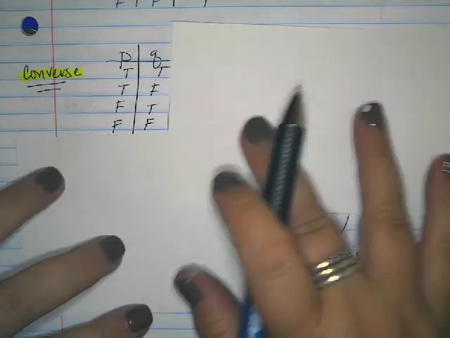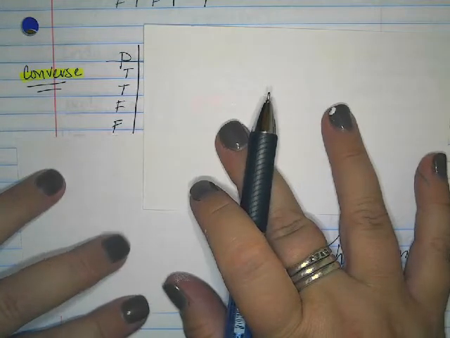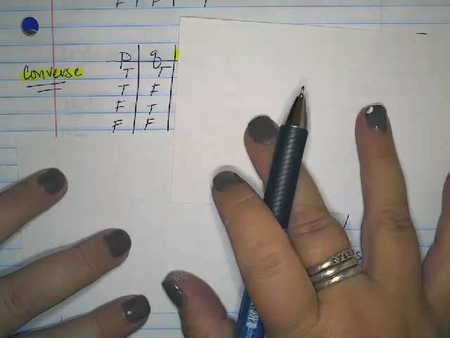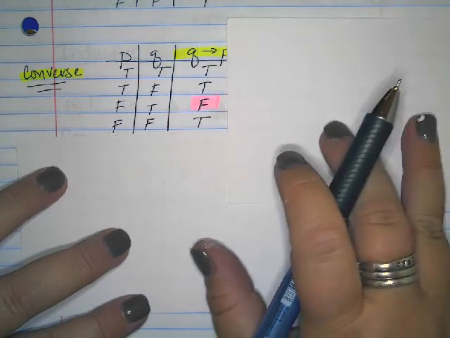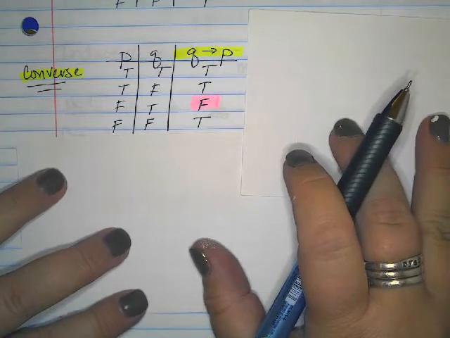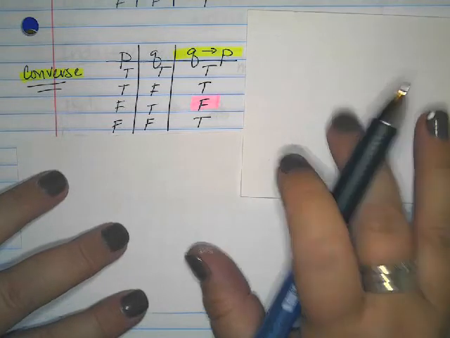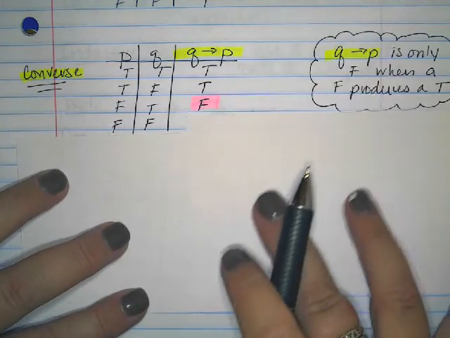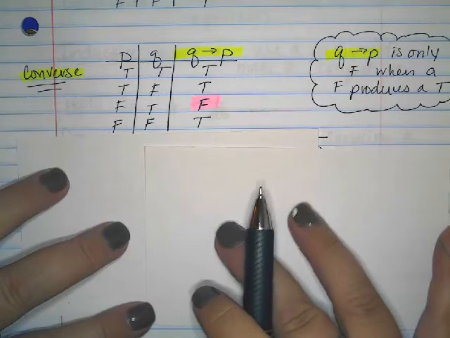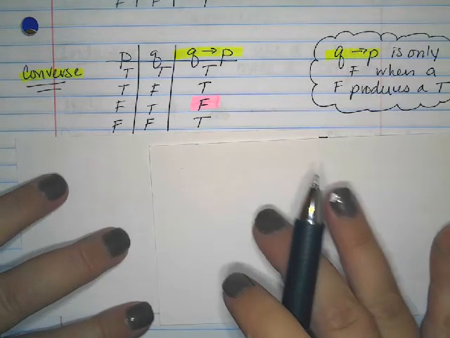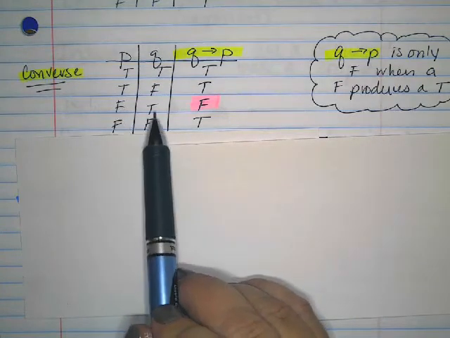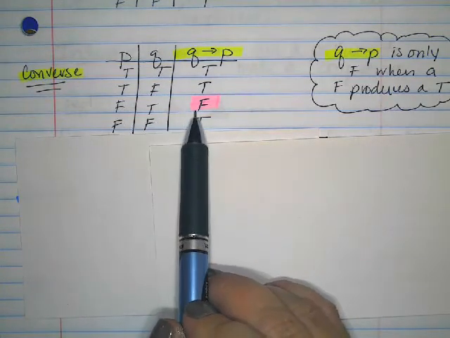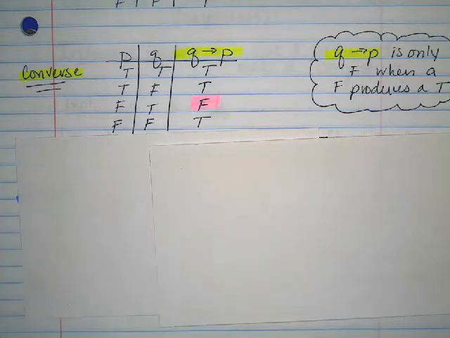Now the next statement is a converse statement, and again, it's going to start the same. The P is true, true, false, false. The Q is true, false, true, false. And again, remembering a converse is when the Q and the P are switched. The truth values for the converse statement are this. If Q then P is only going to be false when a false produces a true. So you can see this piece right here is the only time I'm going to see that false.